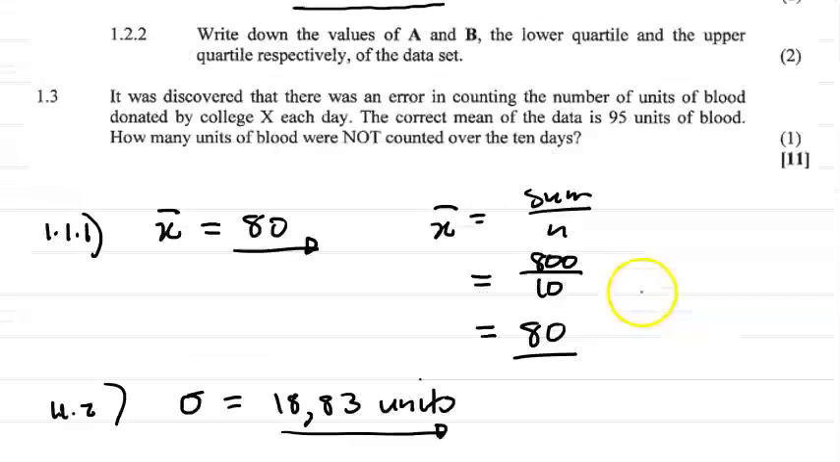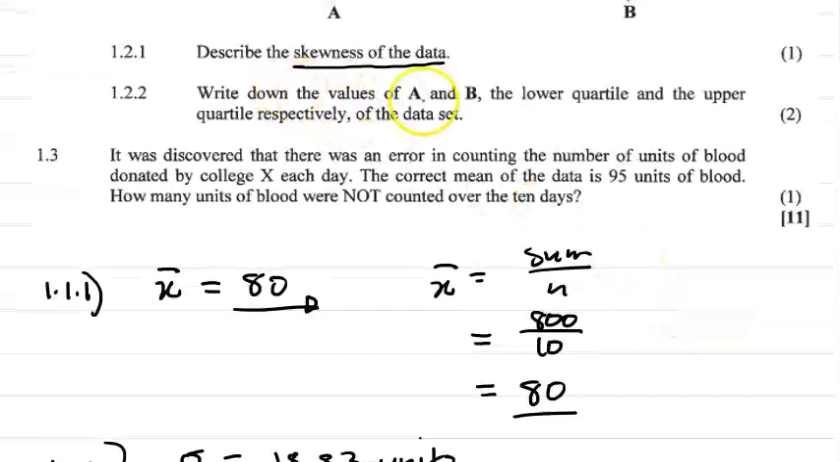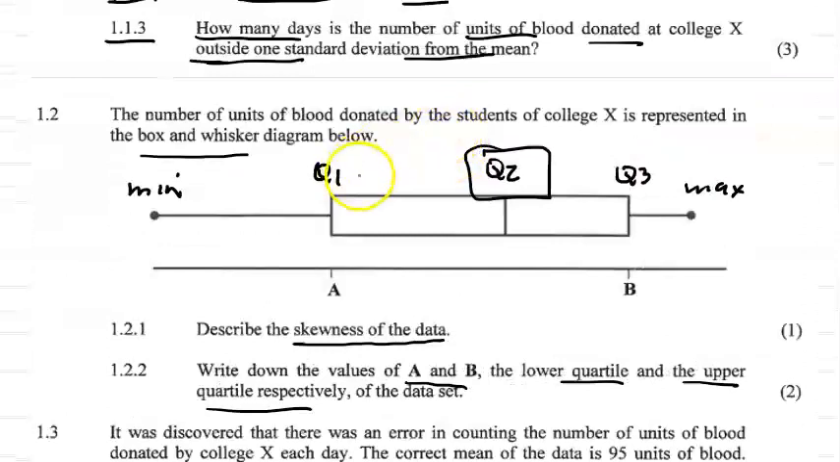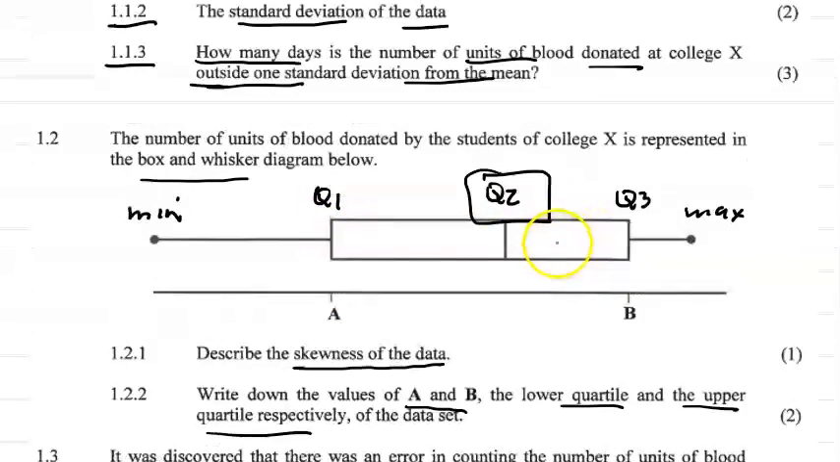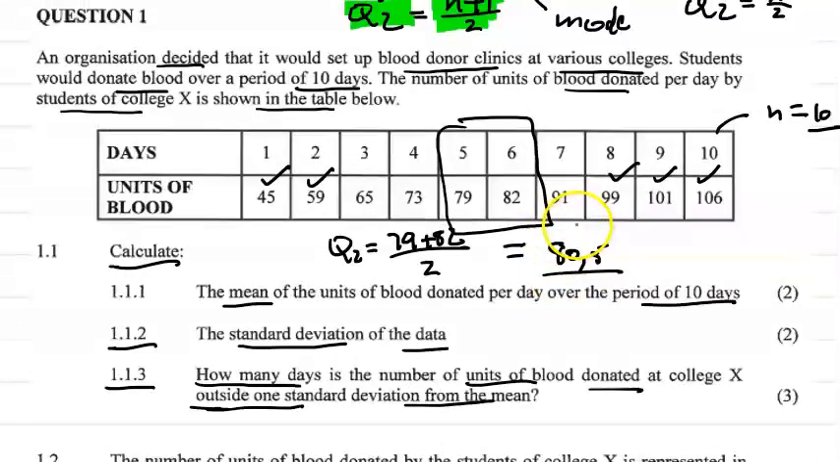Okay, let's look at the next question. Write down the values of A and B, the lower quartile and the upper quartile, respectively, of the data set. So remember now, A and B is the lower quartile and the upper quartile, respectively. So let's look at that. So what we're going to do now is, in order to find the lower quartile and the upper quartile, let's look at that. So let me just clear this up here.